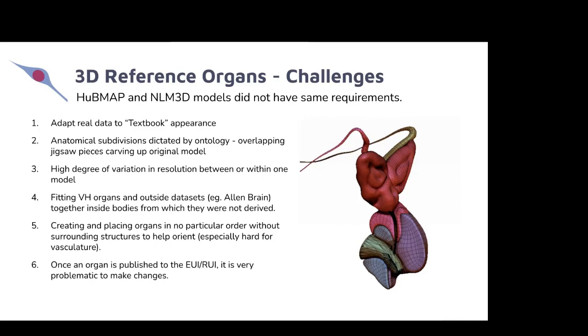The next difficulty that we face is creating and placing organs in no particular order, without surrounding structures to help orient. As a human, we have different organs which are interconnected, and building one is like a Lego. You have all the pieces, but it is very difficult to know the actual order of each Lego piece that you can use to construct the human body.